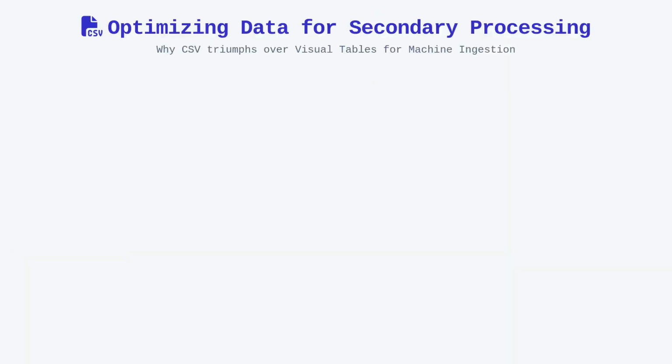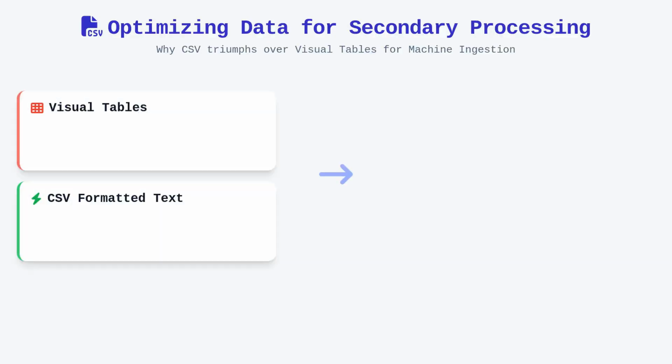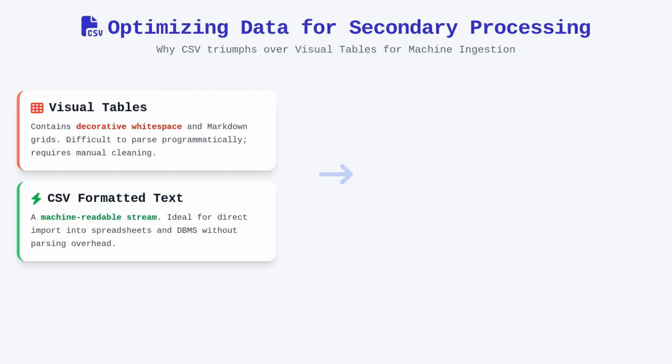If you require data for secondary processing, such as importing it into a spreadsheet or a database management system, CSV formatted text is often a superior choice over visual tables. CSV provides a machine-readable stream of data that excludes the decorative whitespace found in markdown grids.